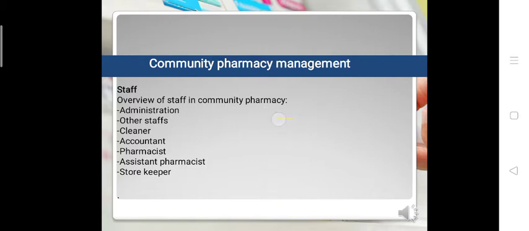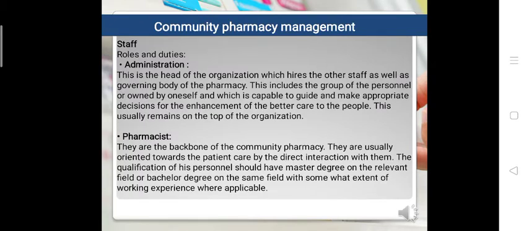If you are talking about the role and duties of administrator, let us start with the administrator. This is the head of the organization which hires the other staff as well as the governing body of the pharmacy. This includes a group of personnel, or owned by oneself, which is capable of guiding and making appropriate decisions for enhancement of better care to the people. This usually remains at the top of the organization. We all know that an institute works on the resources of money, capital and all. So if they have to take a decision, they take a decision in the welfare of the management. So we have some people working in administration and taking care of the employees as well as the capital.